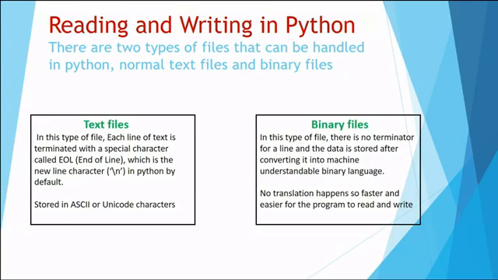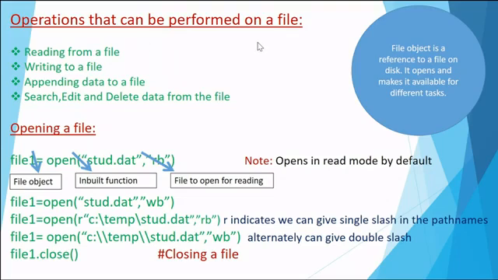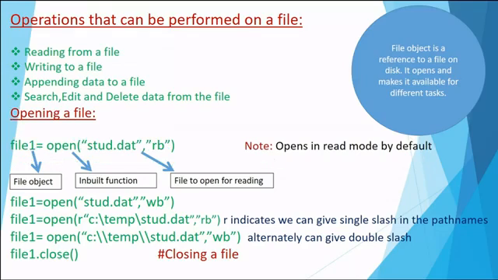Okay. Now let us see what are the different kinds of operations that we will be doing on a binary file. We will be reading, writing, appending, searching for a record. We will be editing. We will be deleting. Okay. Now let us see how we open a file. Opening is like, I have to use the method open and I have to give the file name.